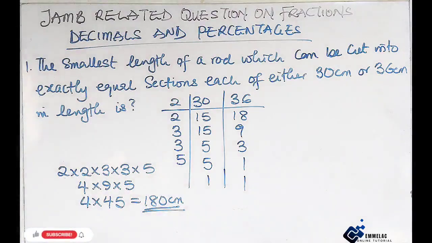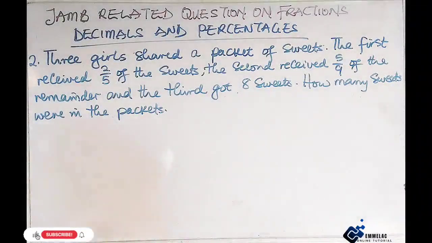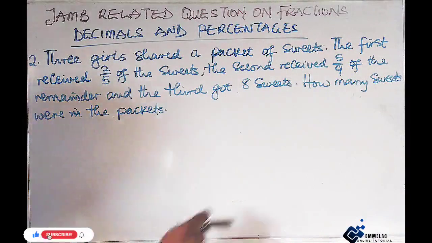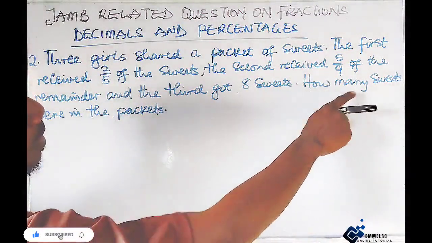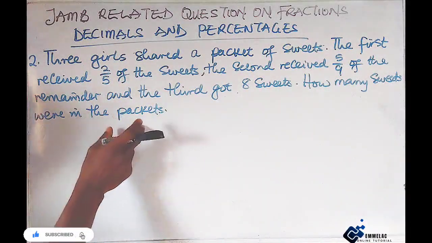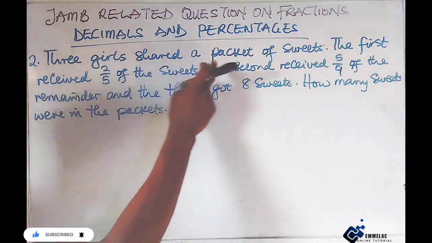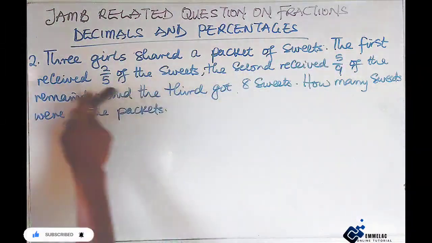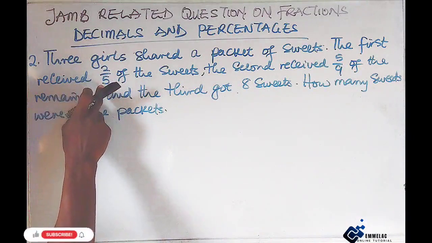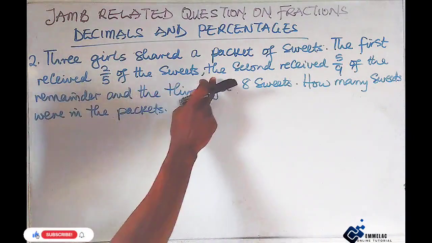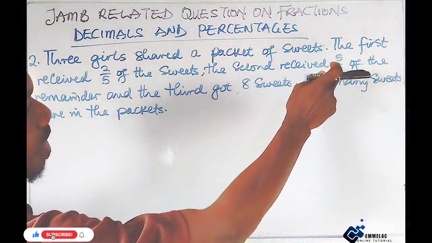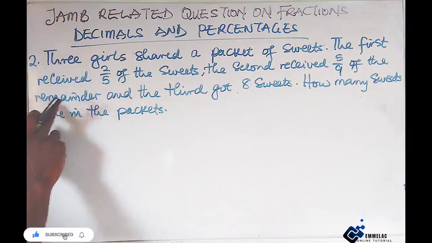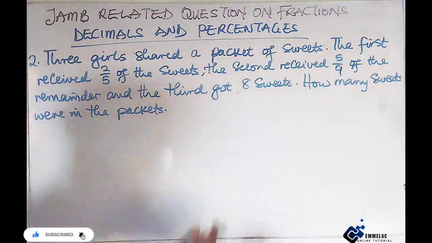Now let us move to number 2. Here we are told to find how many sweets are in the packet if 3 girls shared a packet of sweets. The first received 2/5 of the sweets, the second received 5/9 of the remainder, and the third got 8 sweets.